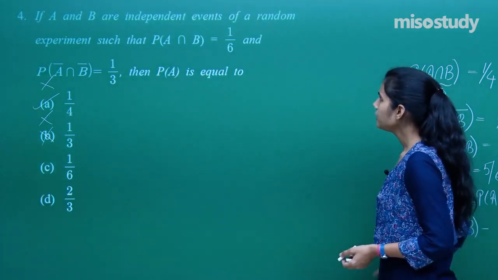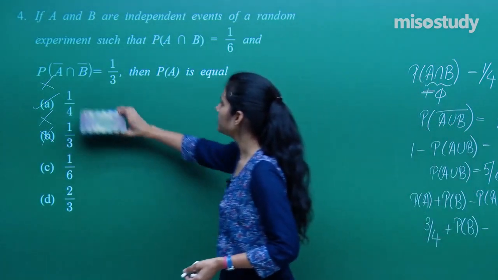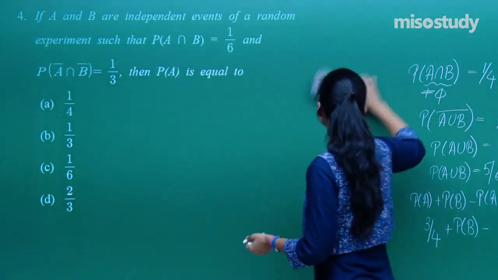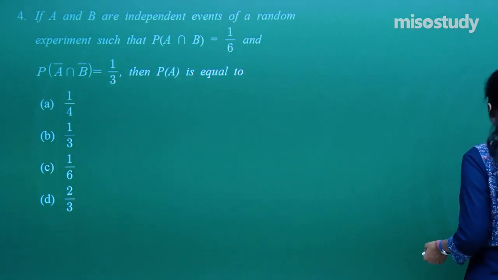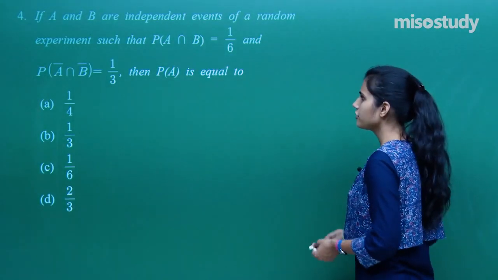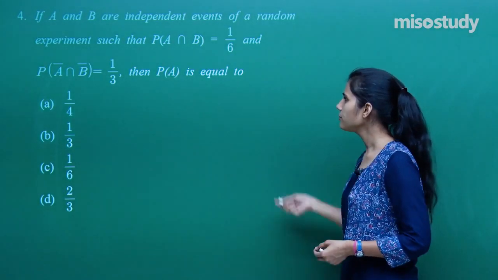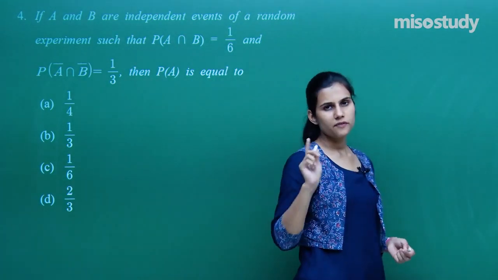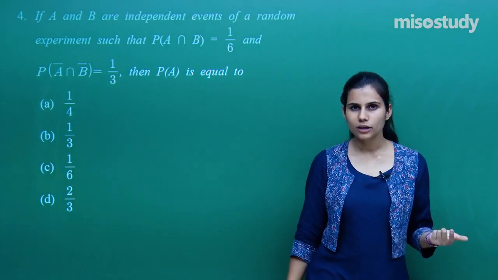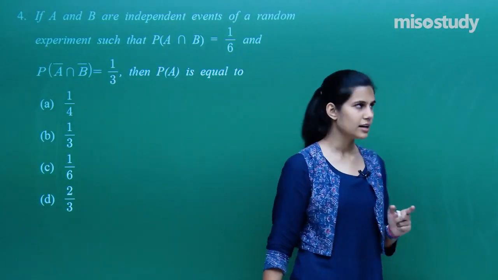Let's see. If A and B are independent events of a random experiment. So, the question already is giving you that they are independent. Probability of A intersection B is 1 by 6. And A bar intersection B bar's probability is 1 by 3, then probability of A is equal to what? So, one thing if you can recall, if A and B are independent events, A bar and B bar are also independent events. We've proved that in the class.